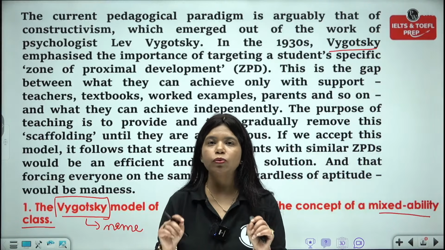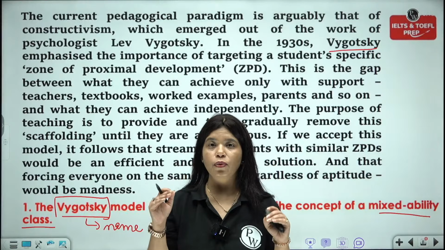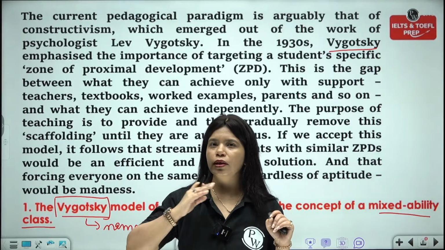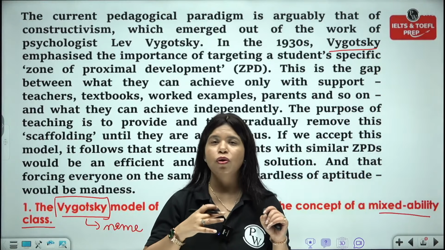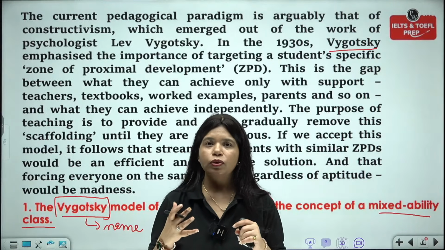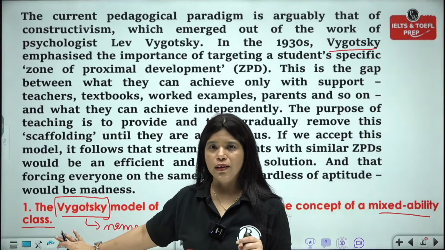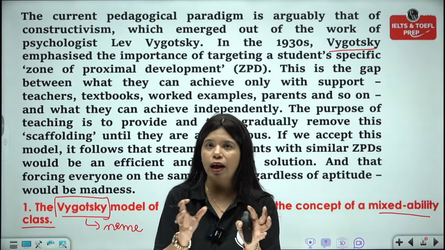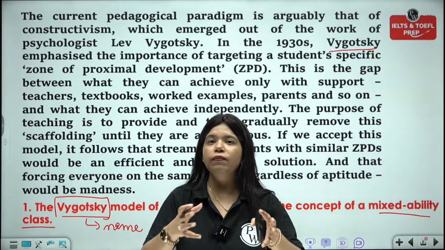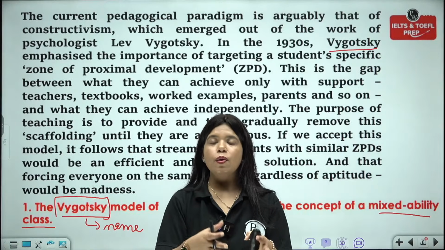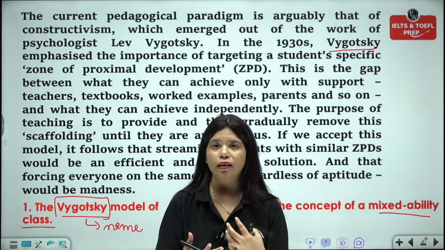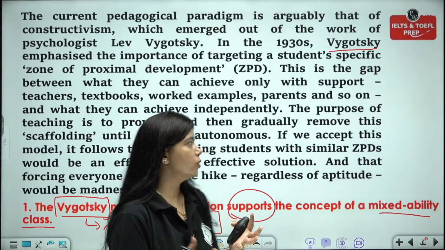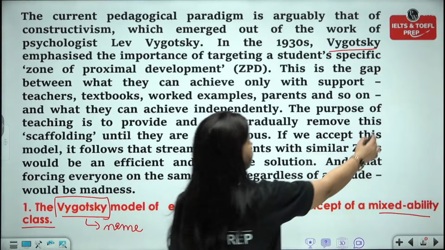Where you have students of all intellects, where you have very intelligent students, then you have intermediate students also, then you have below average students also who struggle a bit. So the question says that Vygotsky model supports the idea that yes, we should have those kind of classes where we have mixed ability students. But the passage is denying that information. Passage says no, we should not have mixed ability students, and it's mentioned here.